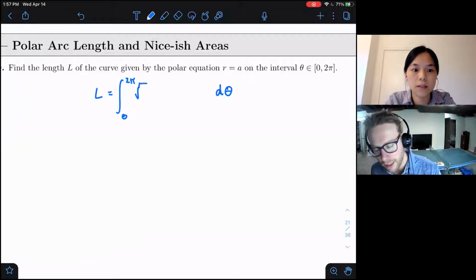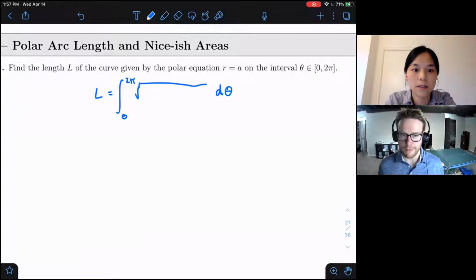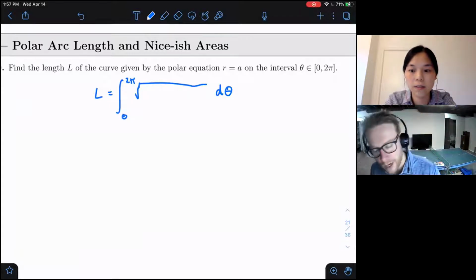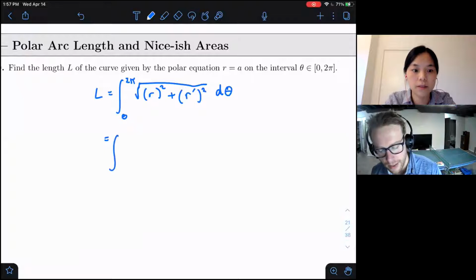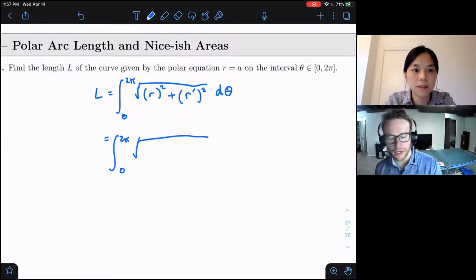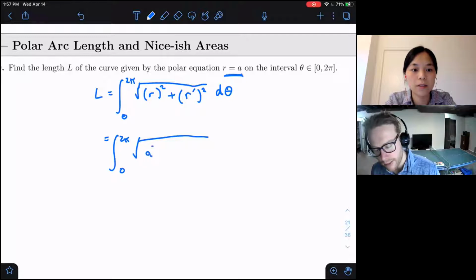As with all of our arc length equations, there's a square root in them. And then remember it goes r squared plus dr d theta squared, right? So I'm just going to write r prime squared. And so we need to go ahead and substitute these things in. So in this case, my r is some constant here, right? It doesn't say exactly what constant it is. Maybe it's something like 3 or 5 or negative 100 or whatnot, but it's some constant a, right? So I'm going to go ahead and substitute that in.